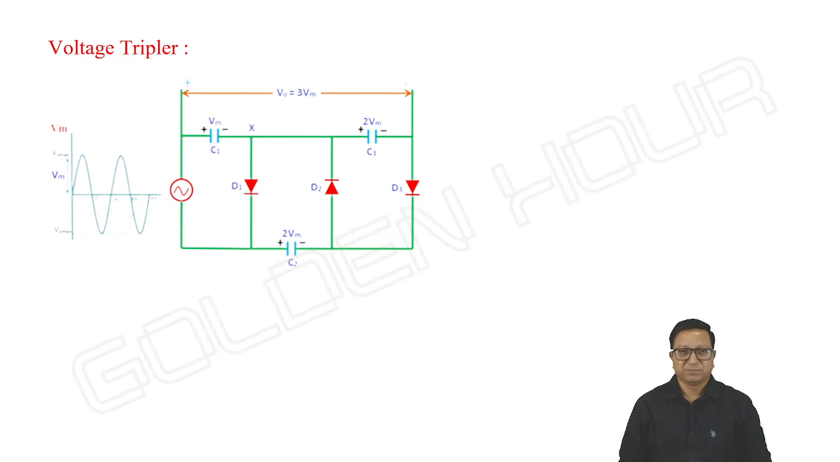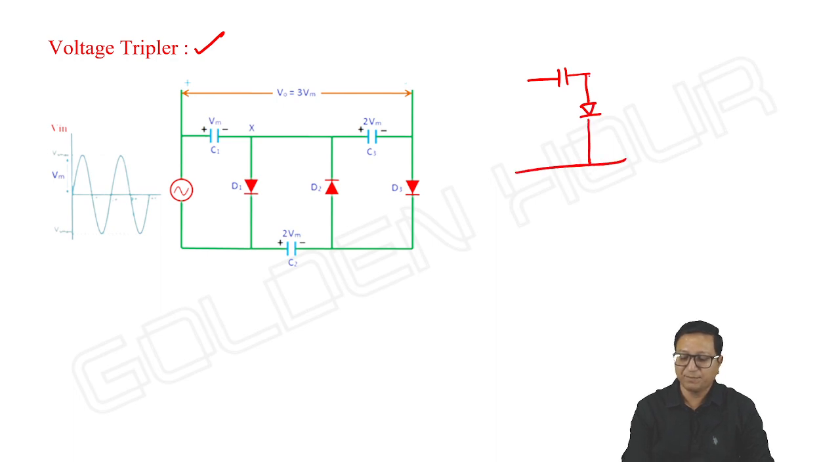Voltage tripler is just an extension to our voltage doubler. In voltage doubler, what did we do? We took a negative clamper followed by a positive clamper. Two diodes we used and two capacitors. Here we applied Vm sin omega t as input.